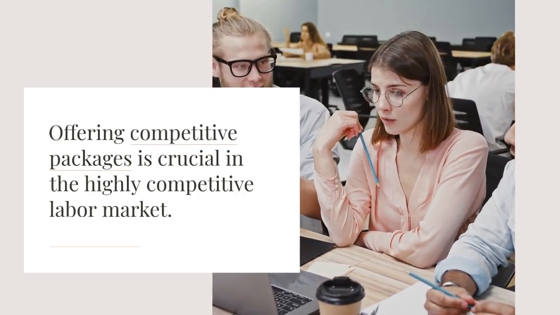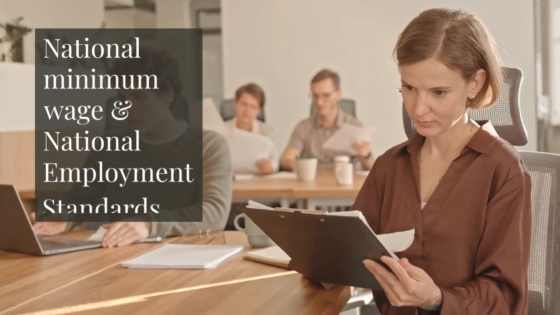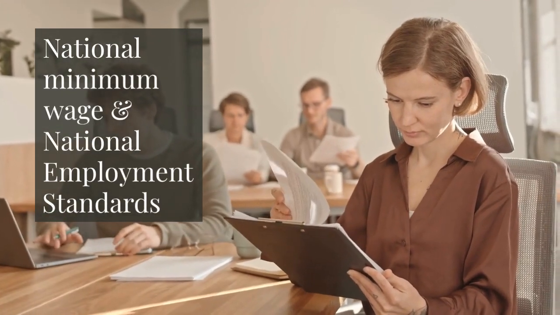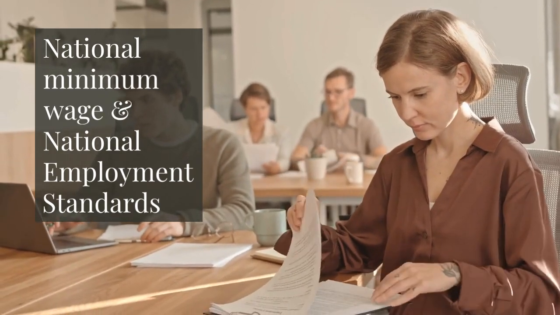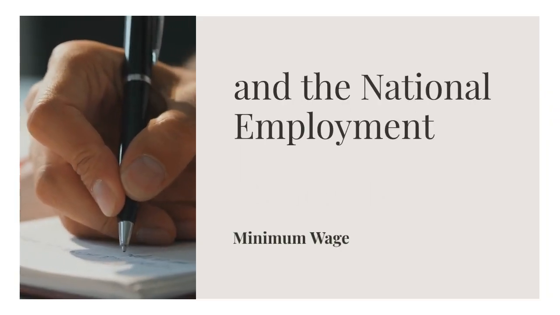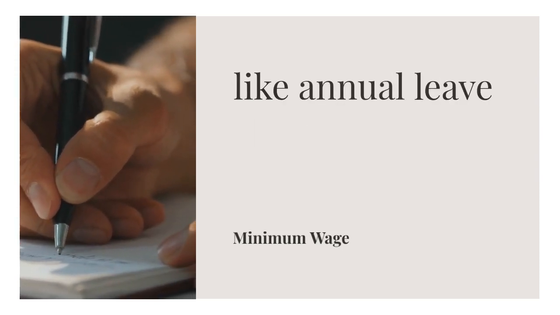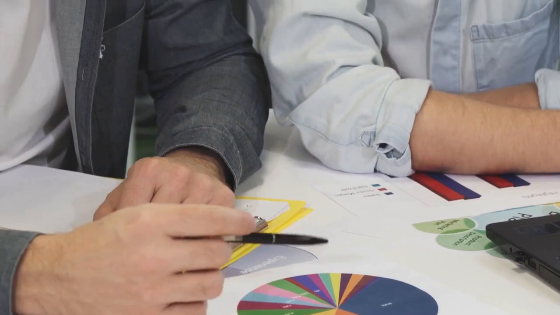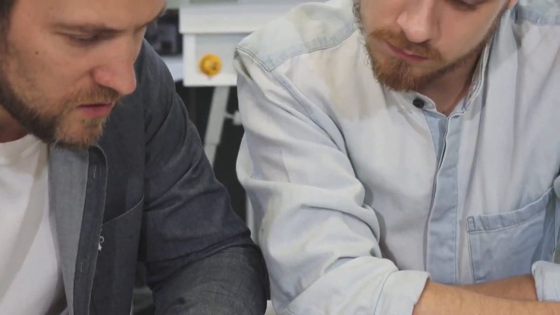Now let's examine the methods used to determine pay entitlements and conditions. Firstly, we have the National Minimum Wage and National Employment Standards, and they form the foundation of basic protections for Australian workers. The minimum wage sets the lowest pay rate, and the National Employment Standards outline 11 minimum conditions covering aspects like annual leave and maximum working hours.